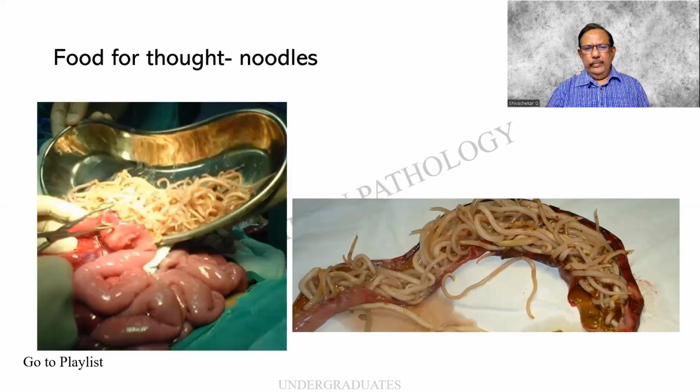Food for thought. Always we people like noodles. And I hope you people will like these noodles over here. Don't think it is Chinese noodles. It is something else. It is the intestine. The patient has presented with severe obstruction, vomiting, and abdominal pain.